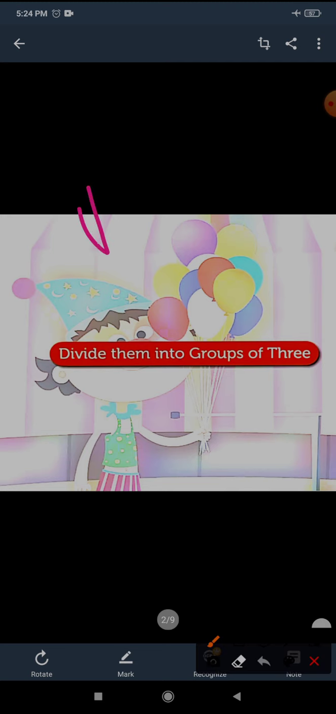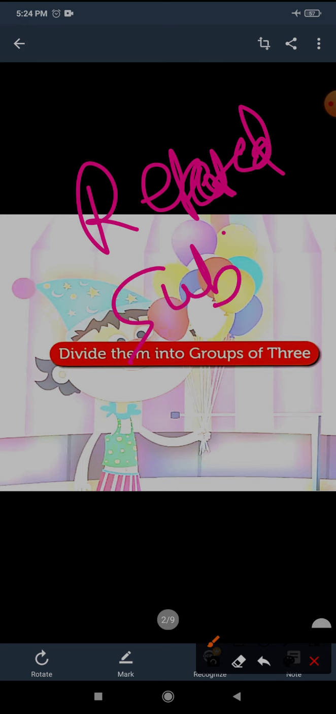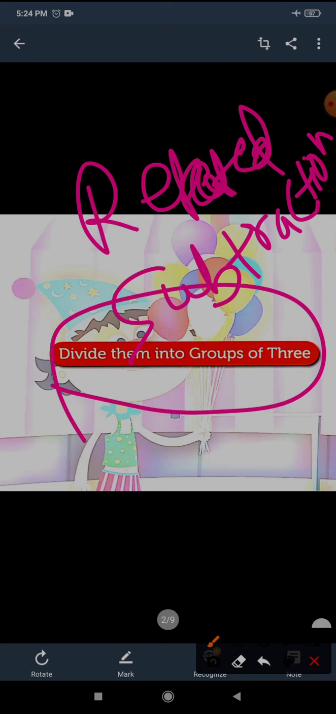Okay, so what is divide? First let me tell you what is divide. We know that division is what? Let me write it also. Division is repeated subtraction. Now here you can see he has to divide these balloons into groups of 3.